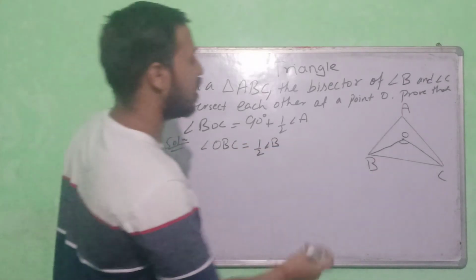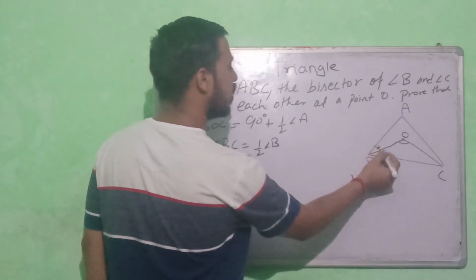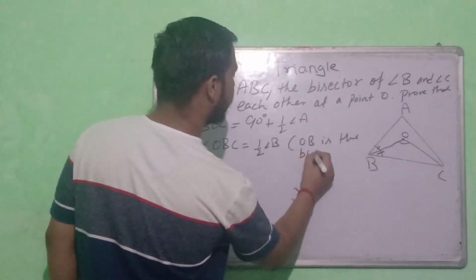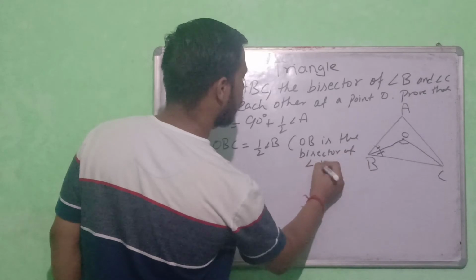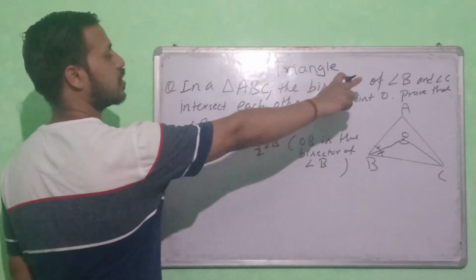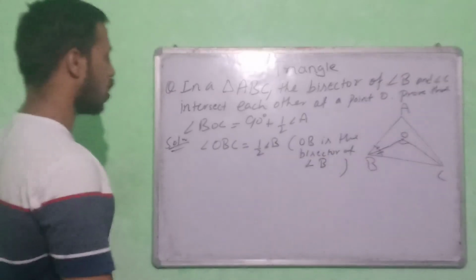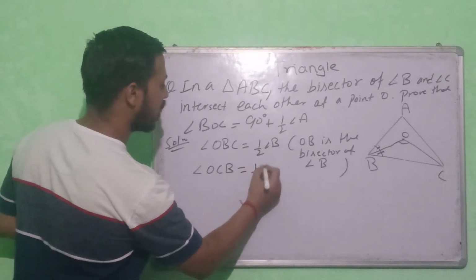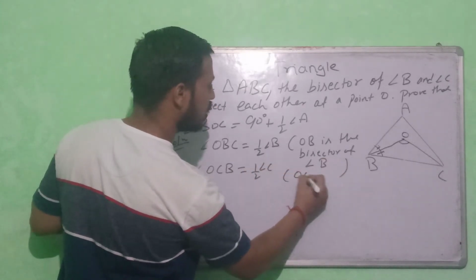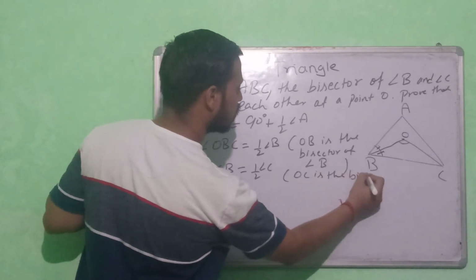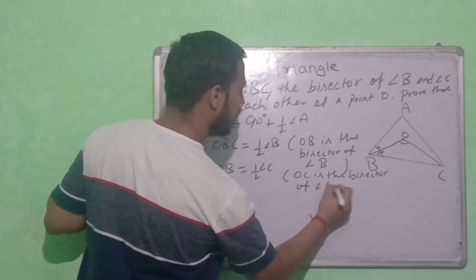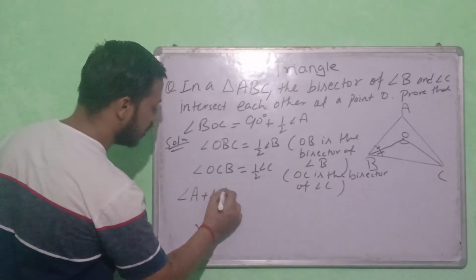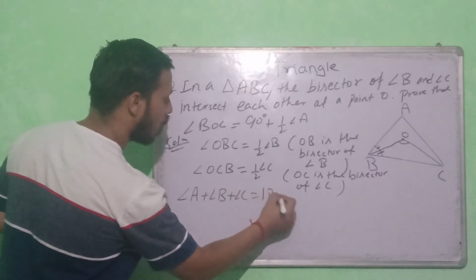We can write this. Why are we writing this? Because OB is the bisector of angle B. It is given to us that OB is the bisector of angle B. In a similar way, angle OCB equals half of angle C. You can write that OC is the bisector of angle C. Now, angle A plus angle B plus angle C equals 180 degrees.